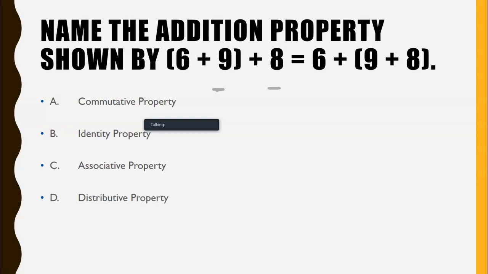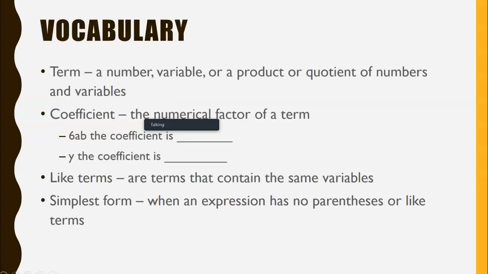So here they group these two terms. Over here it's grouping these two terms. If we change grouping, we change the association, or the associative property. Okay?